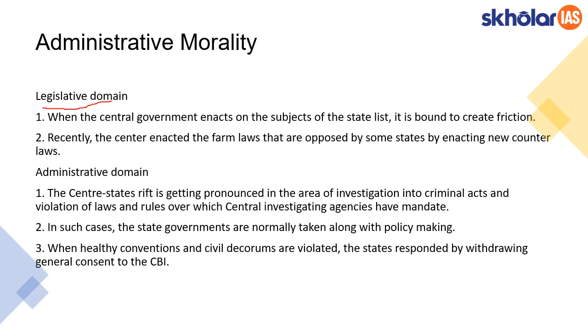And when this central state rift spills over to the areas of investigation, it affects the functioning of some central investigation agencies as well, like for example CBI. For instance, for CBI to get involved into cases that are under the jurisdiction of state, it needs general consent. But because of this rift, states start withdrawing this general consent that is given to the CBI. This affects the functioning of CBI as well.